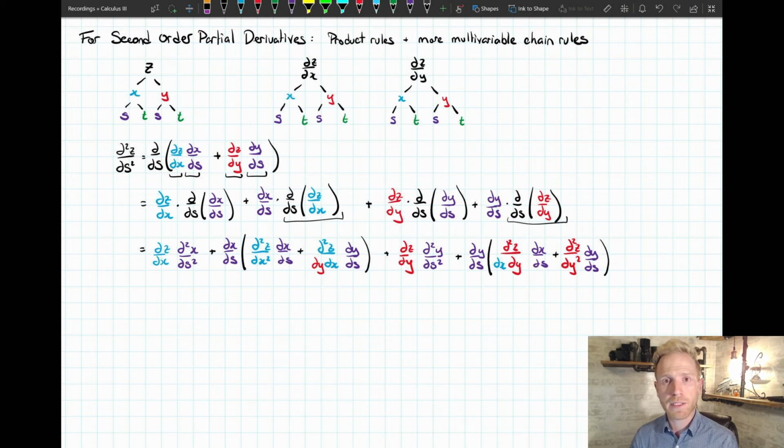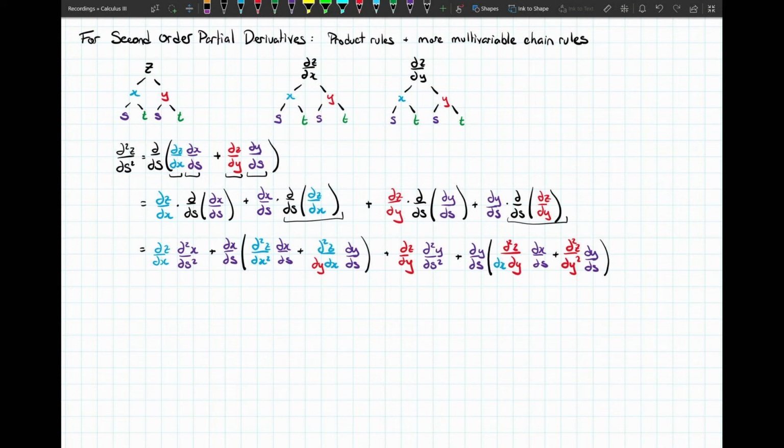It's better off to just think about which branches you have to go down that tree diagram in order to reach the variable of choice. In this case, we're looking at with respect to s. Now, other than making some very complicated looking partial derivative formulas, this multivariable chain rule actually opens the door to simplifying many problems we've seen before.